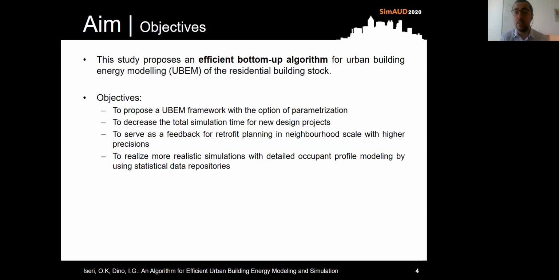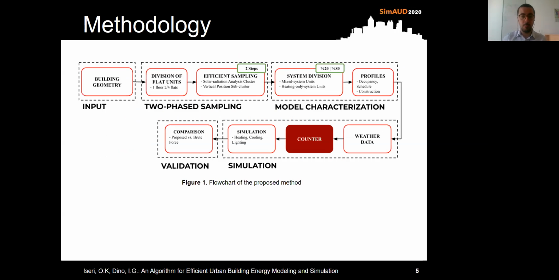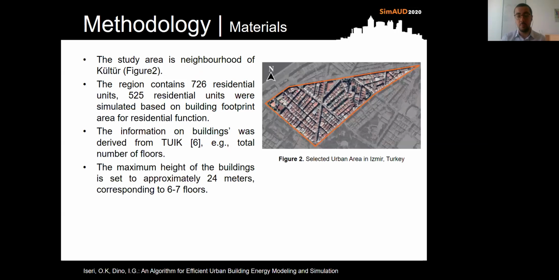And lastly, we introduce more parameters related to occupancy in order to increase the simulation accuracy. Our methodology is composed of 5 steps. Firstly, it starts with the inputs, introducing the geometrical information for the simulations, then two-phase sampling, which are firstly solar radiation analysis clustering and the vertical position-based clustering, then model characterization, and lastly the simulation and validation process.